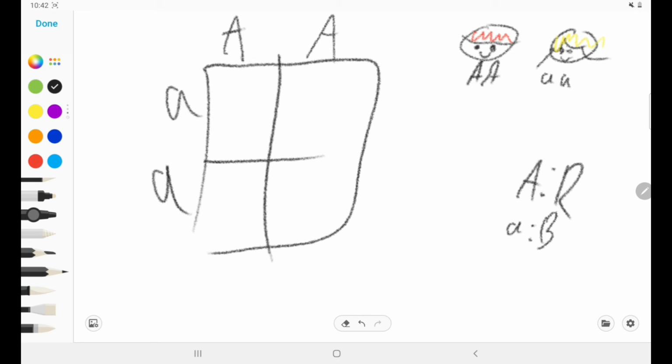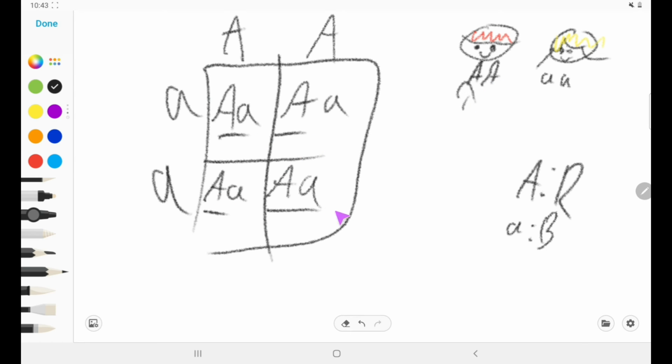Now, remember, dominant always is written first, so capital A, lowercase a in every box. So this Punnett square tells us that there's a 100% chance that this person's going to have red hair, because that's their dominant gene for every single one of them. But they would also have a 100% chance of having a recessive gene of lowercase a, which is blonde hair. So they won't have blonde hair, but one of their children or descendants likely will.